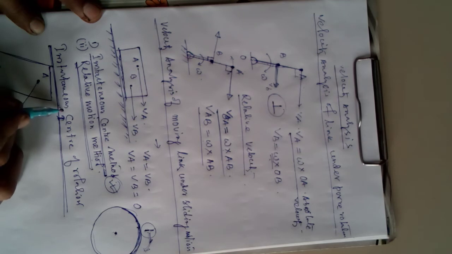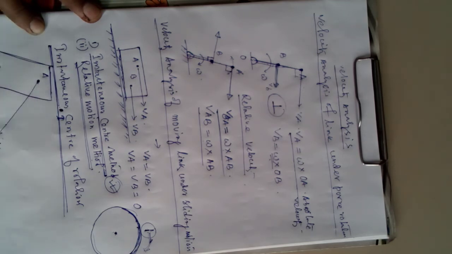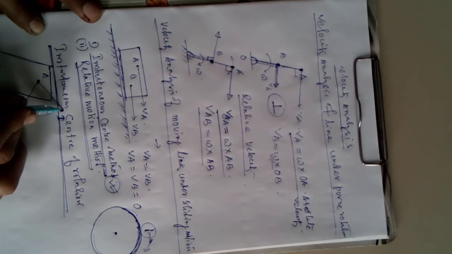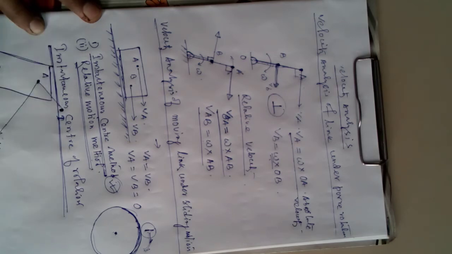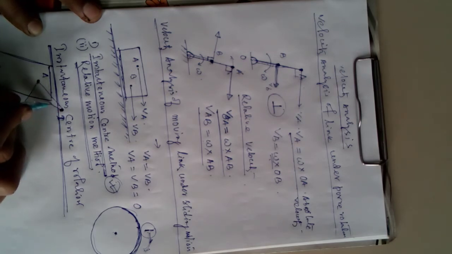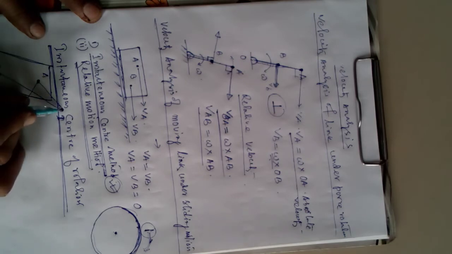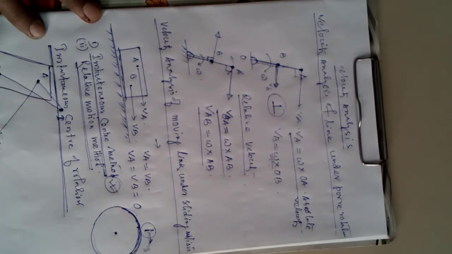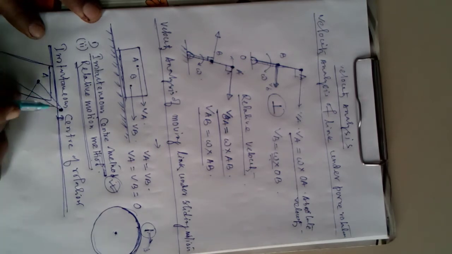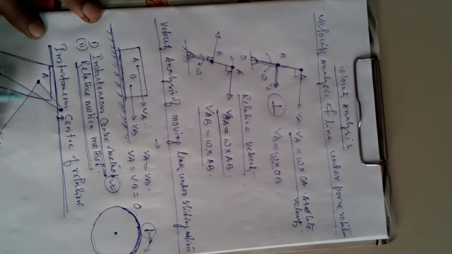To find the point which is the instantaneous center, we join A to the instantaneous center I, and from point B we join another line from B to I, that is the instantaneous center. Join these two points, which will be perpendicular.